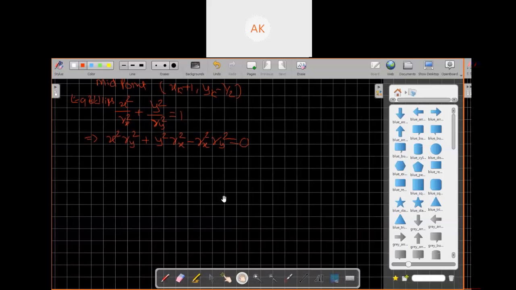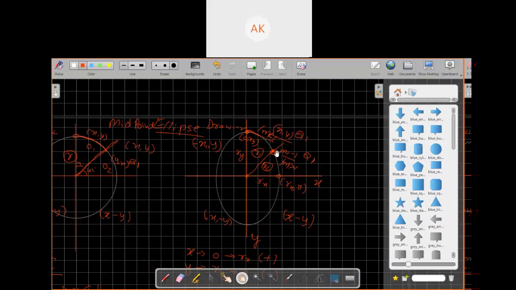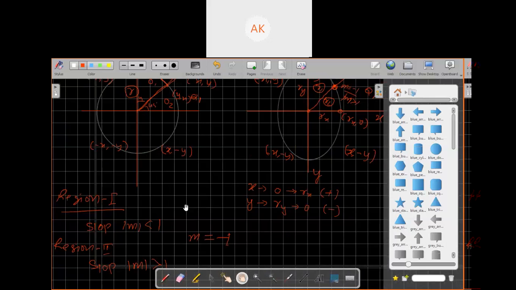Before I calculate, I just put the value of m or find the decision parameter. Let's find the point where we stop the calculating of region 1 points and start the calculating of region 2 points. How can we find this point? It is where m is less than 1.